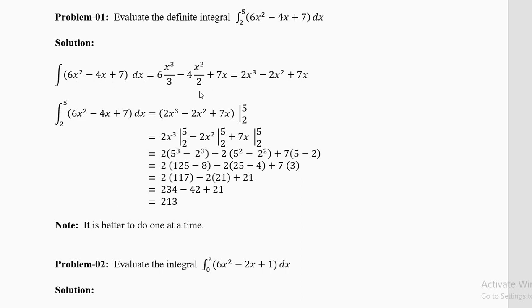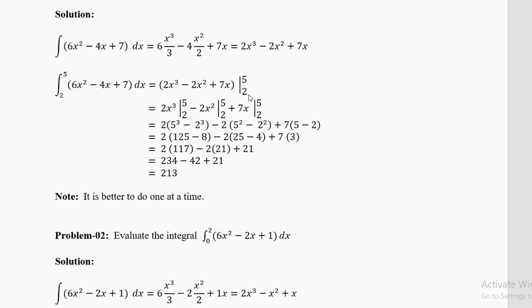If you integrate 6x², you will get 2x³. If you integrate 4x, you will get 2x². If you integrate 7, you will get 7x. You can do the integration one at a time. We have done this kind of integration many times before, so I am not going to go into detail.